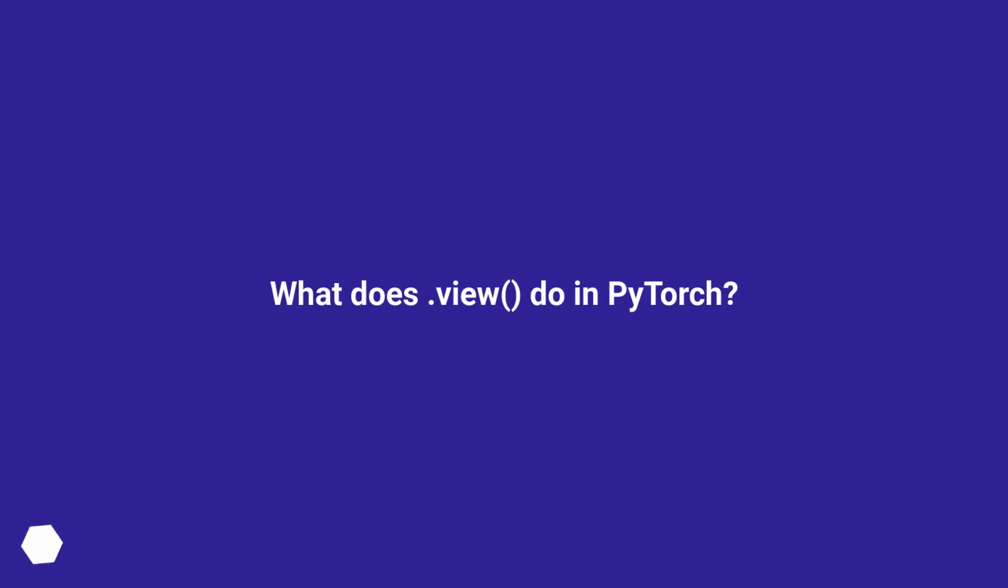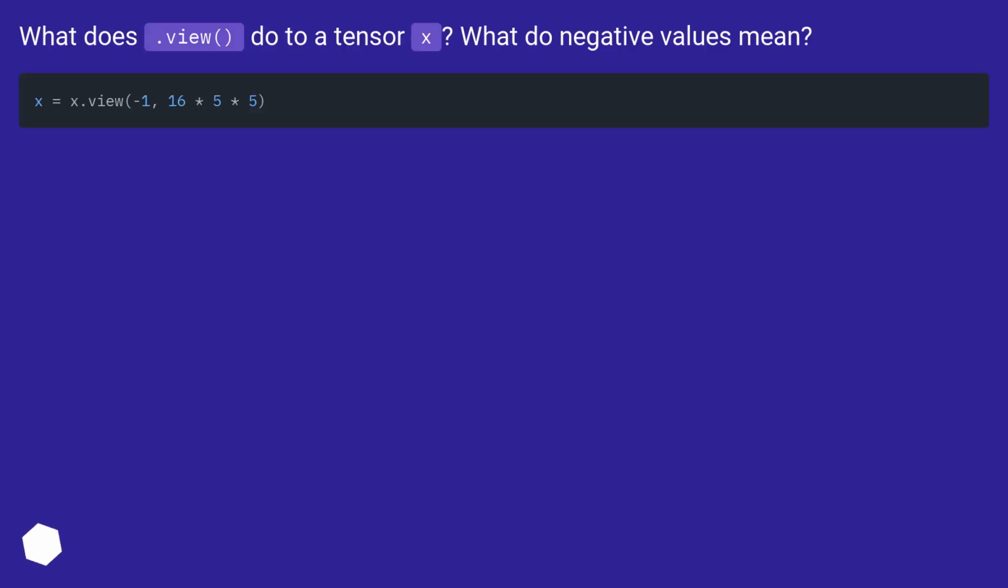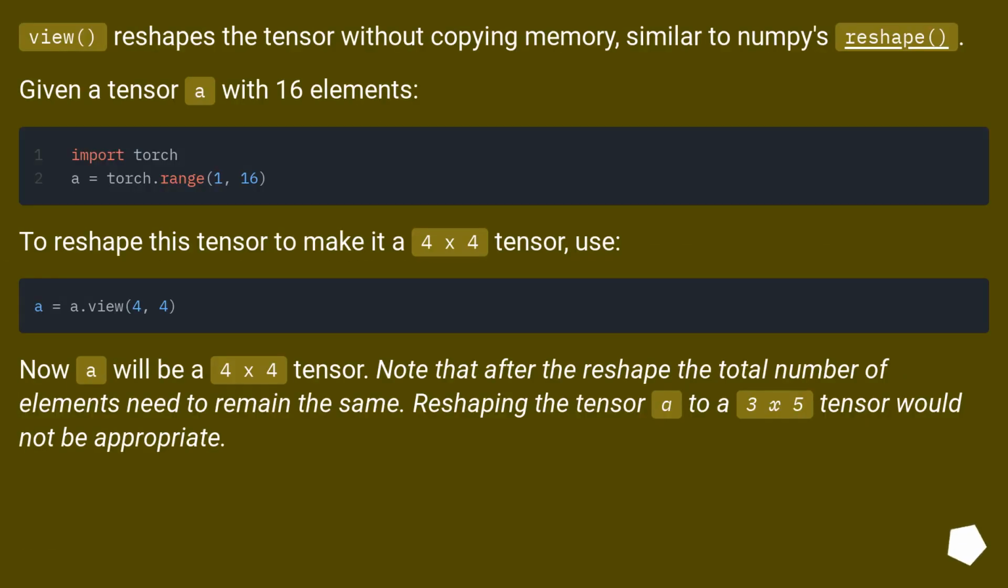What does view do in PyTorch? What does .view do to a tensor x? What do negative values mean? View reshapes the tensor without copying memory, similar to NumPy's reshape.